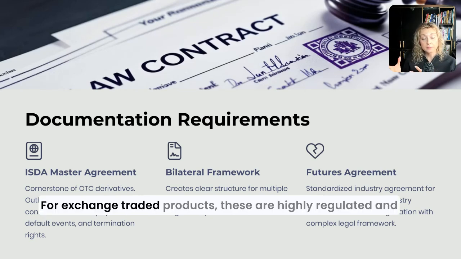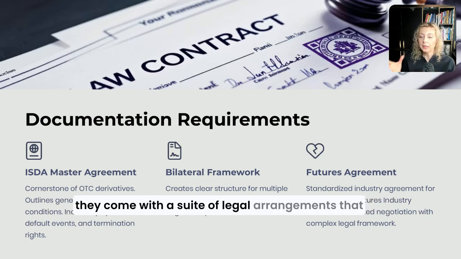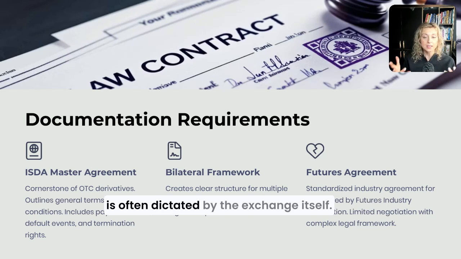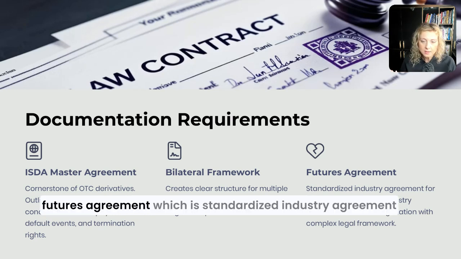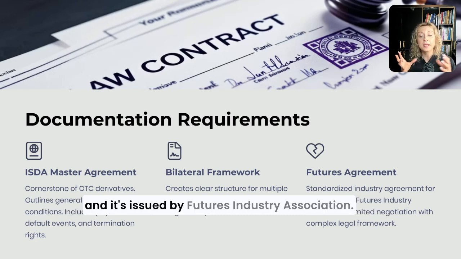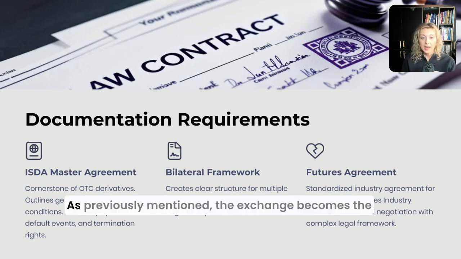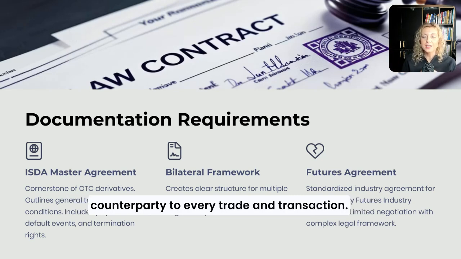For exchange traded products, these are highly regulated and they come with a suite of legal arrangements that is often dictated by the exchange itself. So, if you want to trade futures, you actually need to enter into a futures agreement, which is a standardized industry agreement, and it's issued by the Futures Industry Association, FIA. As previously mentioned, the exchange becomes the counterparty to every trade and transaction.